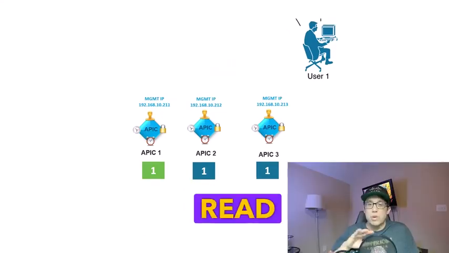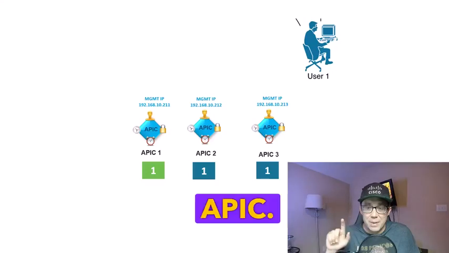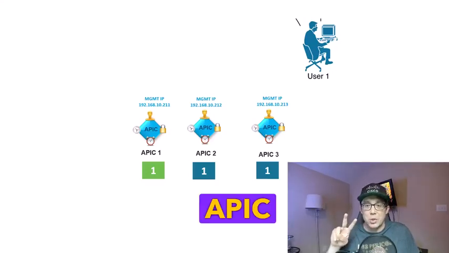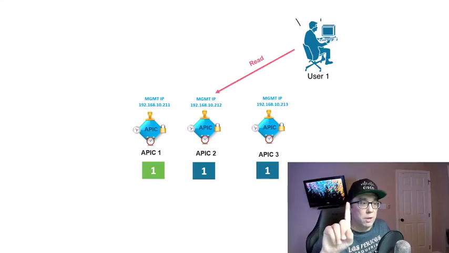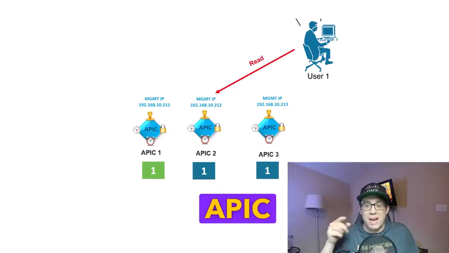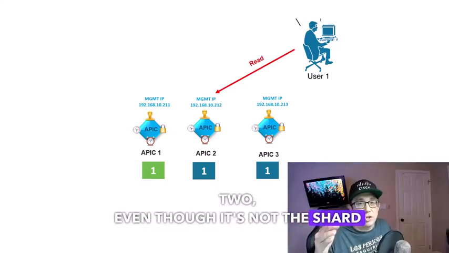Now, read requests can be handled by any APIC. So if you connect to APIC 2 and you're reading configuration data that resides on shard 1, this will be handled locally by APIC 2, even though it's not the shard leader for the shard.